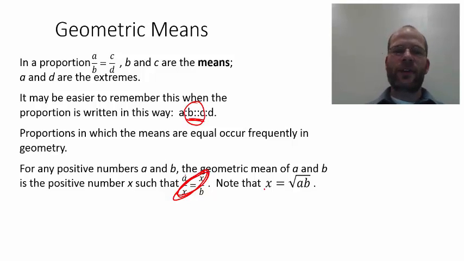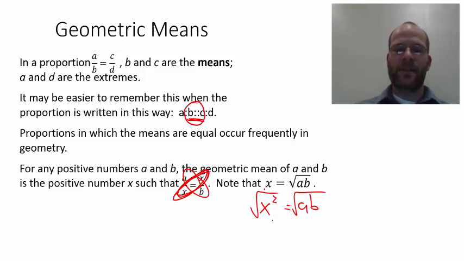How do we find that value? We cross multiply. x times x is x squared, and A times B is AB, and we take the square root of AB. x equals the square root of AB. Notice that there.